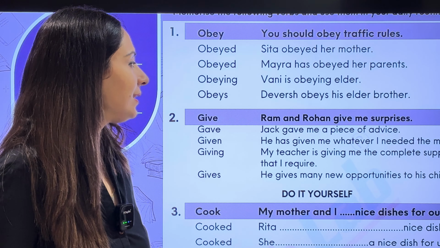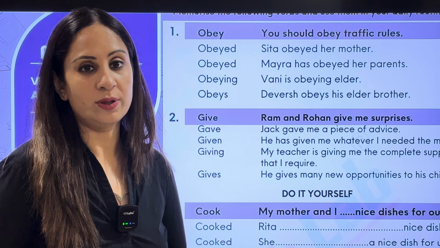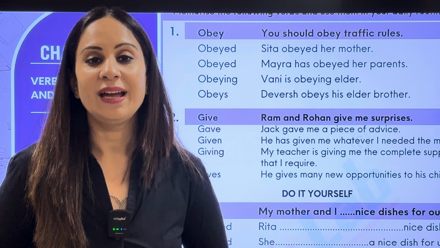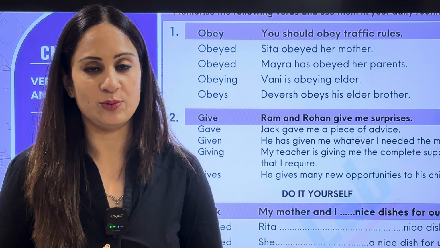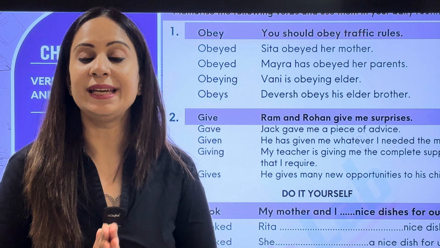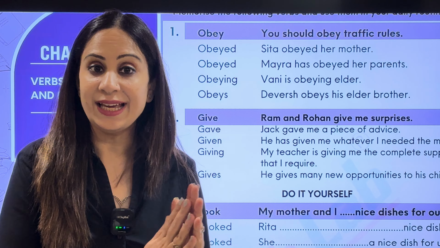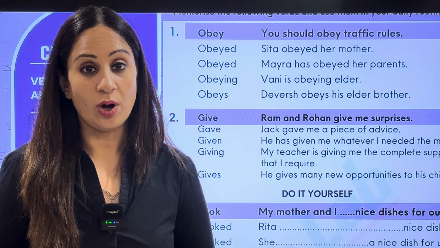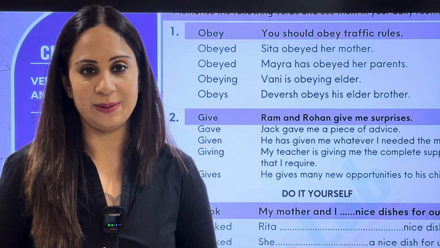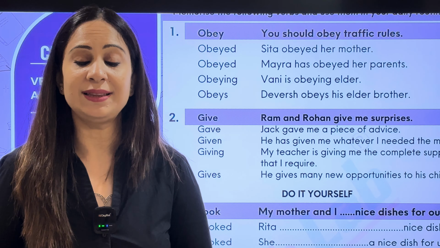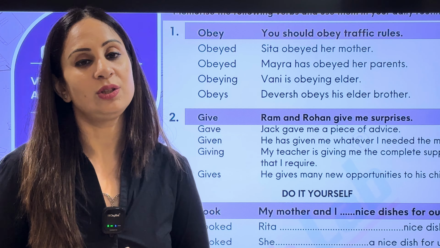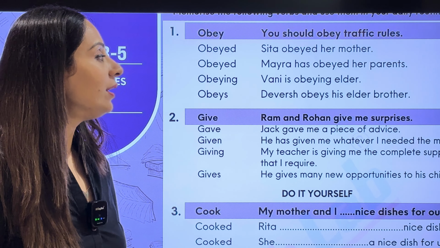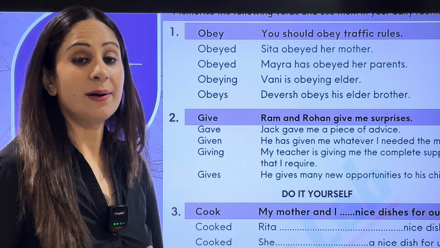Next one, obeyed, which is the third form of the verb, and we always use it with has or have. If you have singulars, we always use has. For example, he has obeyed, she has obeyed, it has obeyed. Along with this, if you have one person name, for example, Myra, Preeti, Sita, Mohit, you will always use has obeyed. Let's see the sentence now. Myra has obeyed her parents.